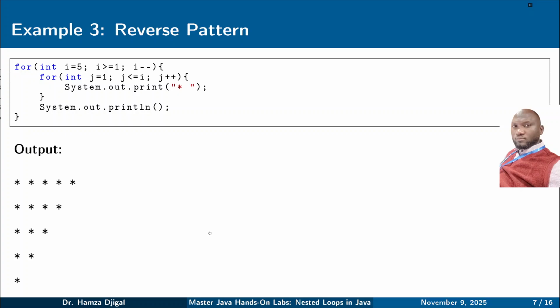So this other one does the reverse. Here, rather than i++, we do i--. From 5, the biggest, we print 5 stars, as you can see here. Then we go to the next line. So all this is good practice for beginners to see how to manipulate and handle nested loops.